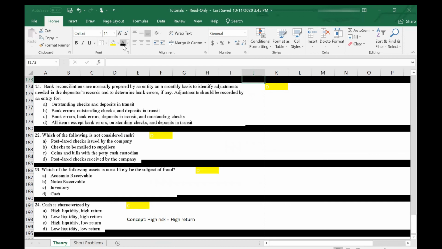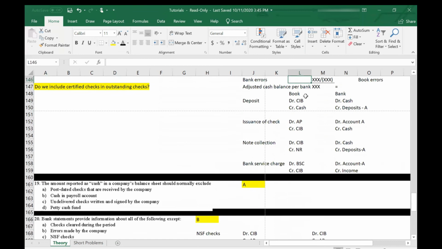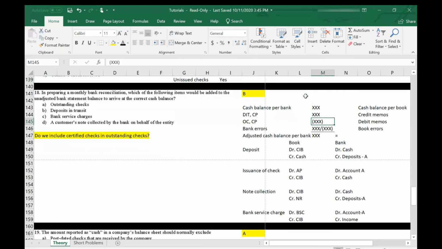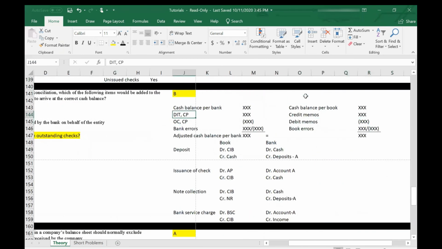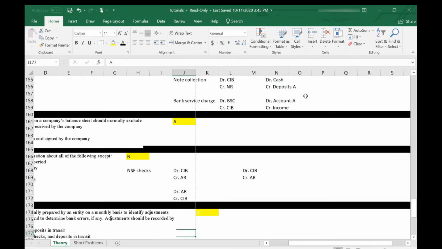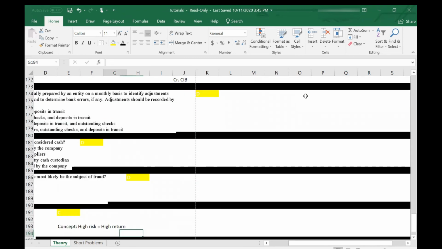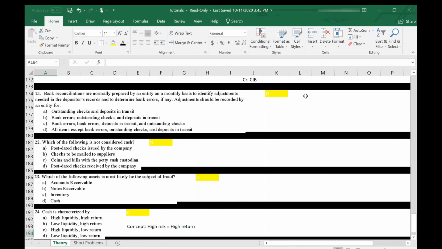No. We only use outstanding checks and deposit in transit in reconciling. But based on our books, we already recorded these. So there's nothing to adjust from the cash balance per book, which is why we adjust the deposit in transit and outstanding checks from the cash balance per bank, not from book, because these are already reflected in your books.